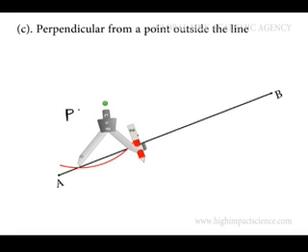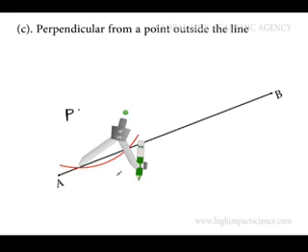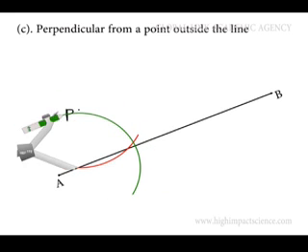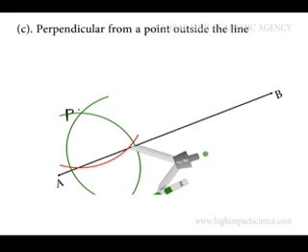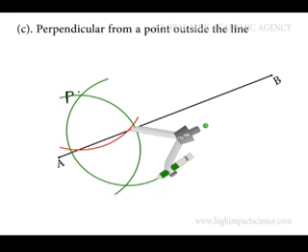Then place the compass at one point of intersection and make an arc. Place it on the other point and make another arc. The last part is to draw a straight line through the two intersection points. And so we have dropped a perpendicular to AB from P.